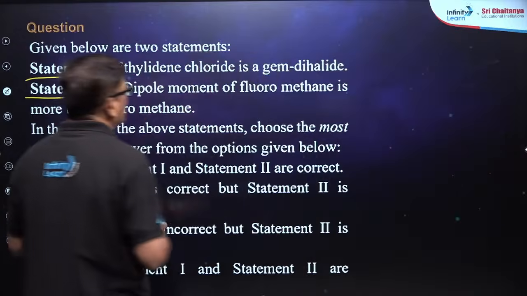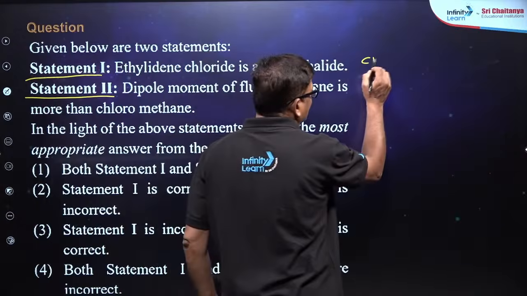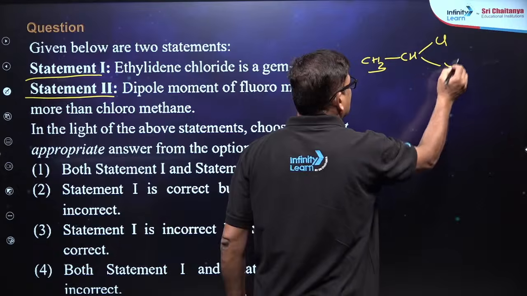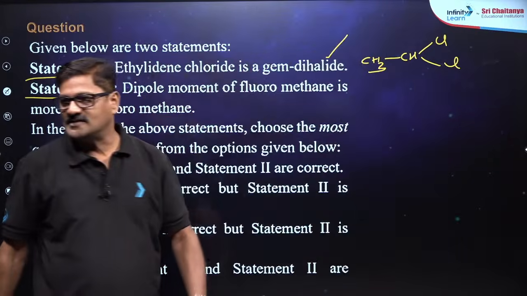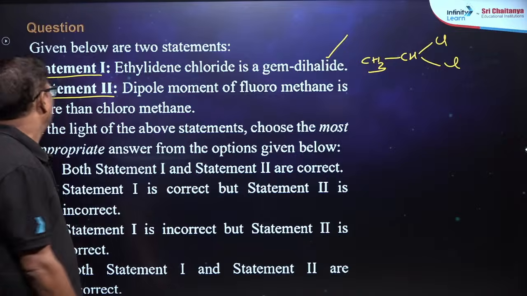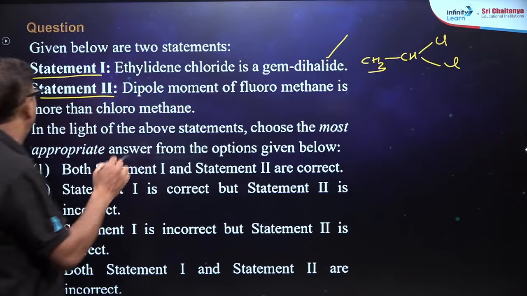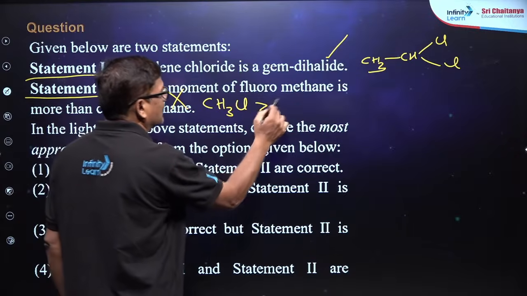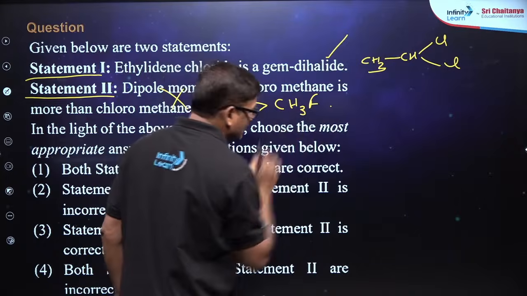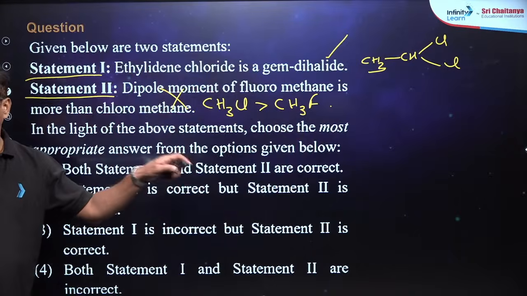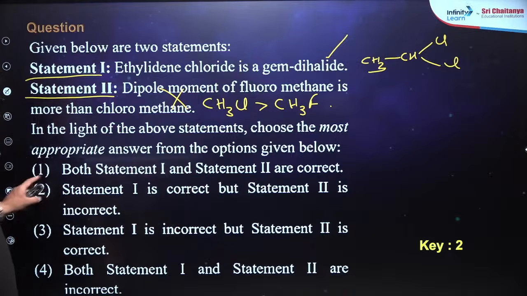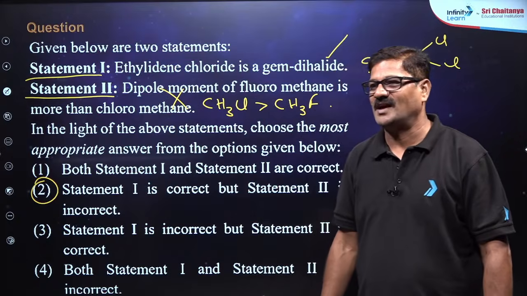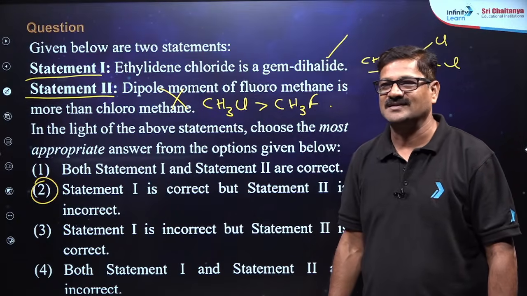Ethylidene chloride is a gem dihalide. Ethylidene chloride, CH3CHCl2. This is called ethylidene dichloride, from NCERT. And dipole moment of fluoromethane is more than chloromethane, wrong. CH3Cl is greater than CH3F, because of back bonding, so that is wrong. It is given in the NCERT. Answer is going to be 2. How many of you gave 2? That's fantastic.